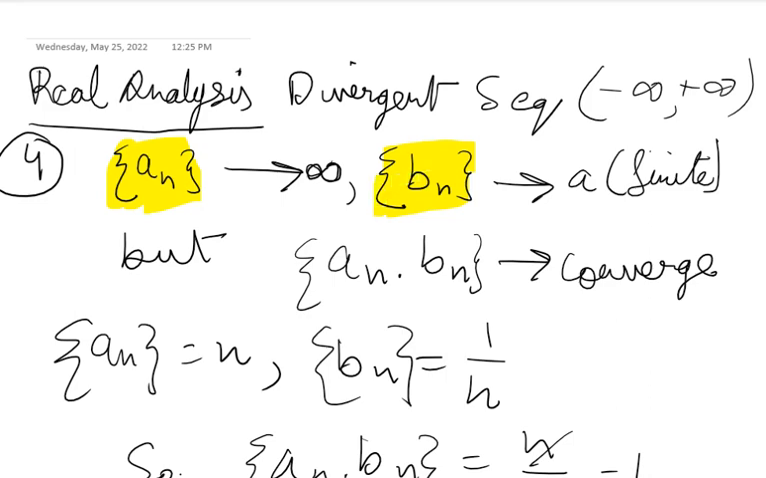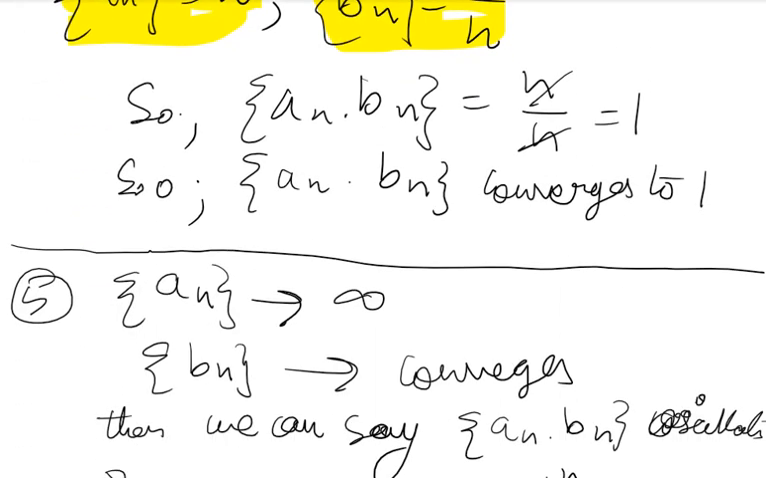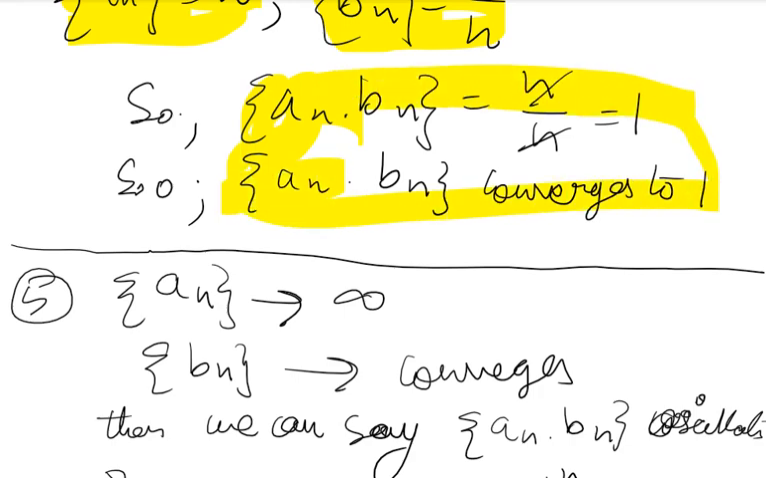So if an is tending to infinity and bn is tending to some point a, then the product of an and bn can converge. So we have taken an to be one sequence, we have taken bn to be another sequence, and when we multiply these two sequences, we can see that they are converging, right? You see how they converge to 1, right?